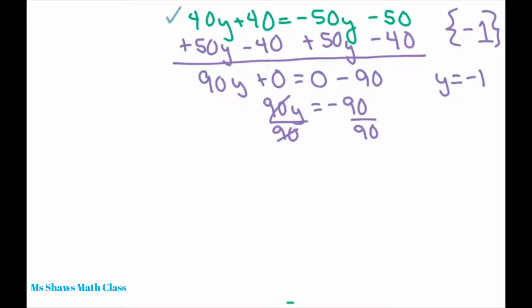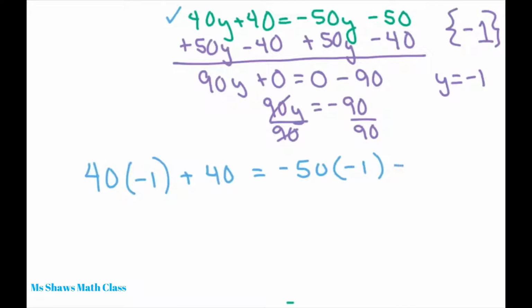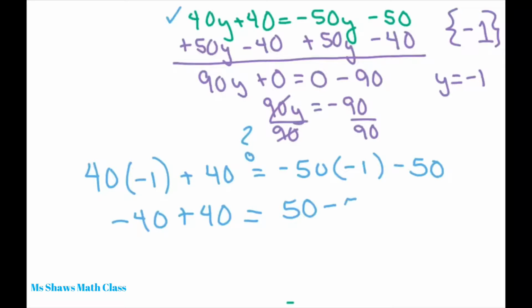Now let's check our solution by using the substitution property and replacing every y with negative 1. All right, so negative 1 times 40 is negative 40 plus 40. Two negatives make a positive, so you get 50 minus 50, which is 0 equals 0. So they do equal, therefore our solution set is valid. And that's it.